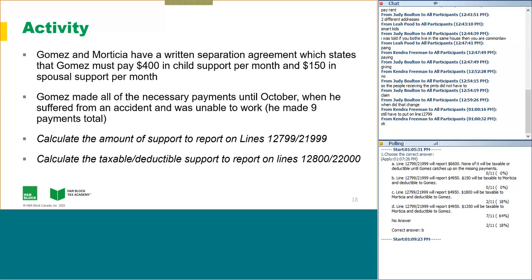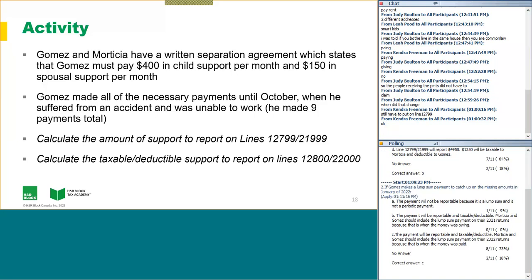Okay, still waiting for about half the class. 30 seconds left to go. All right, almost there. Let's see how we did. Really, really well on this one.